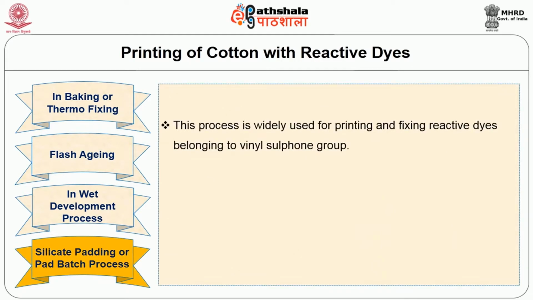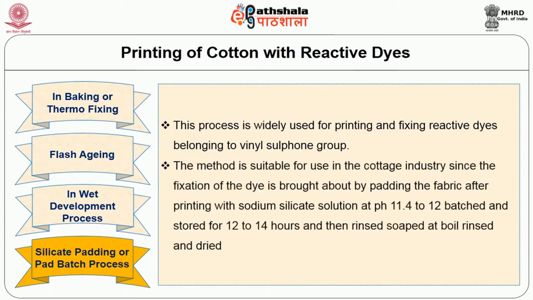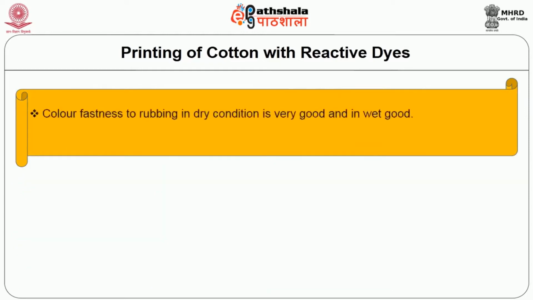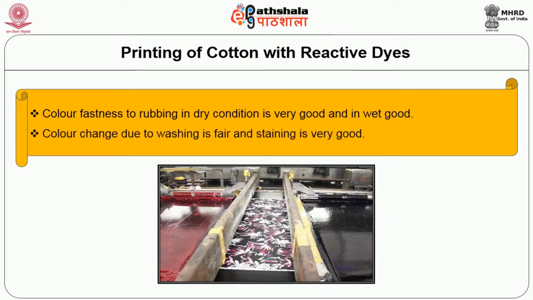In the silicate padding or pad batch process, the process is widely used for printing and fixing reactive dyes belonging to the vinyl sulfone group, that is the Remazols. The method is suitable for use in the cottage industry since the fixation of the dye is brought about by padding the fabric after printing with sodium silicate solution at pH 11.4 to 12, batched and stored for 12 to 14 hours and then rinsed, soaked at boil, rinsed and then dried. Color fastness to rubbing in dry condition is very good and in wet condition, color change due to washing is fair and staining is very good.